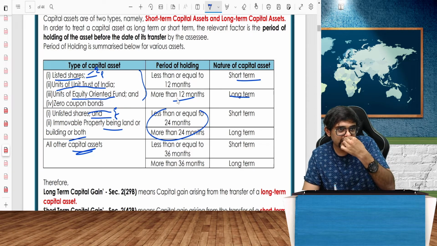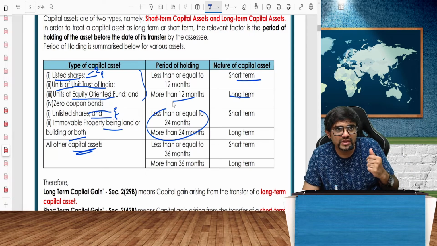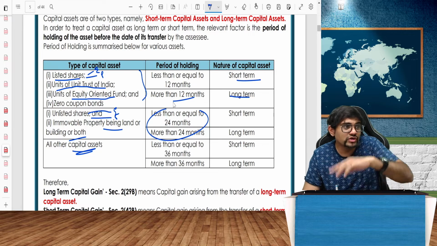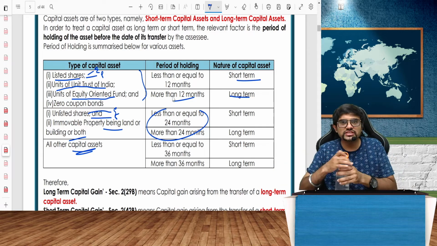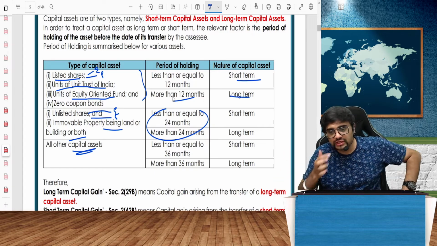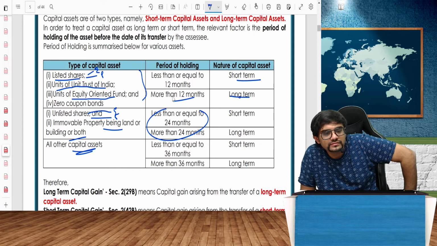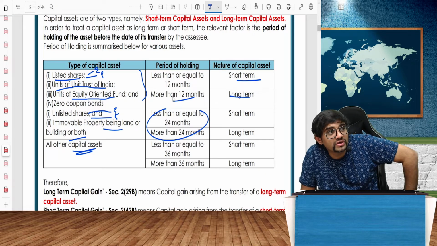I buy shares of, let's say, Facebook, Mark Zuckerberg's Facebook. I buy shares of Tesla, which is listed in New York Stock Exchange. Answer. What is long term? What is short term? It is listed. I buy Tesla shares in the US, listed in the New York Stock Exchange. Answer. 36 months, 24 months.